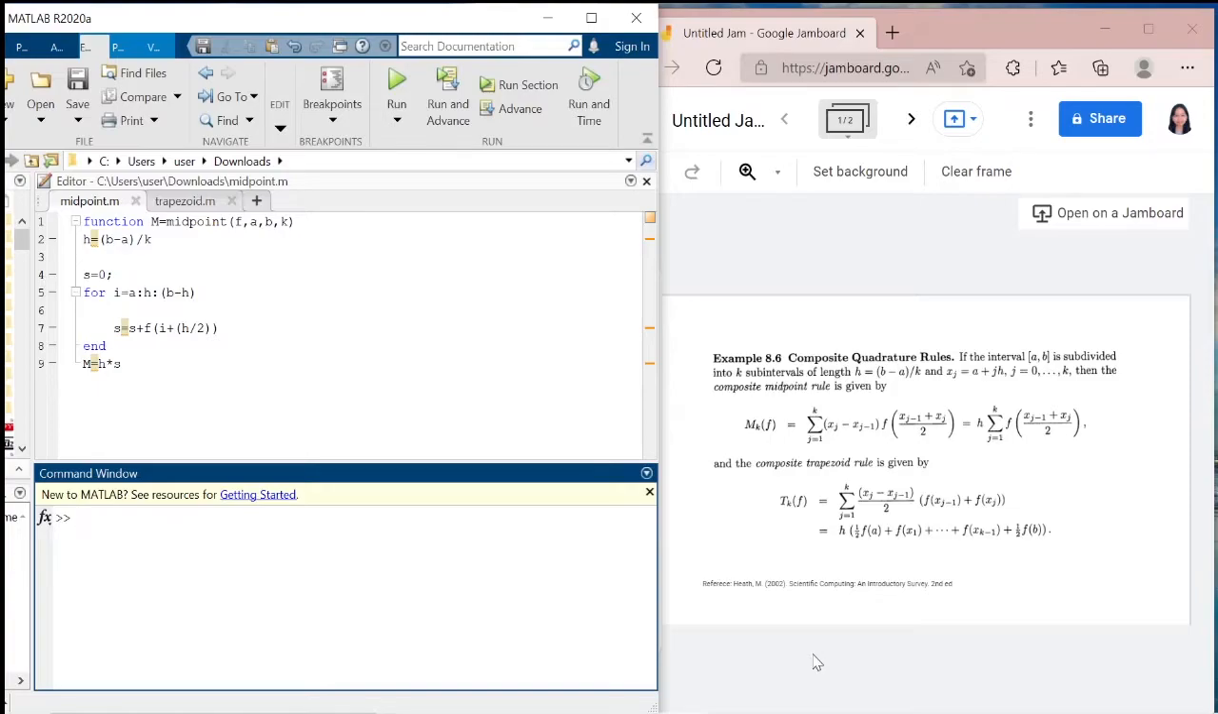First, let me explain to you these sets of code. In this machine problem, I am going to use composite quadrature midpoint and trapezoid rules. For composite midpoint rules, let us refer to the formula here.